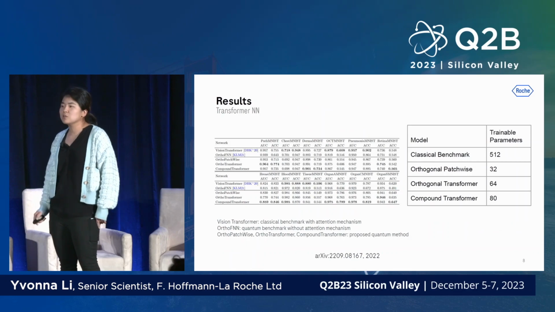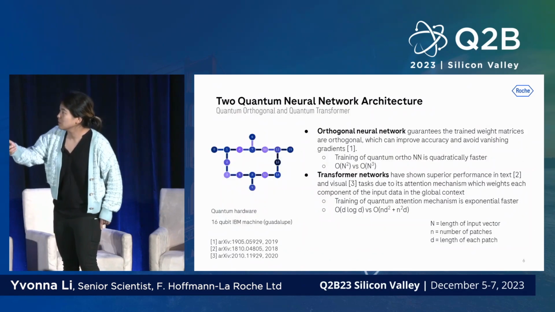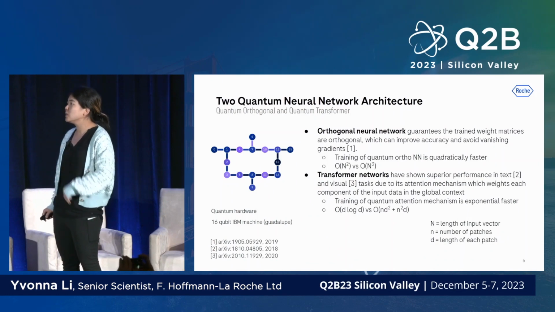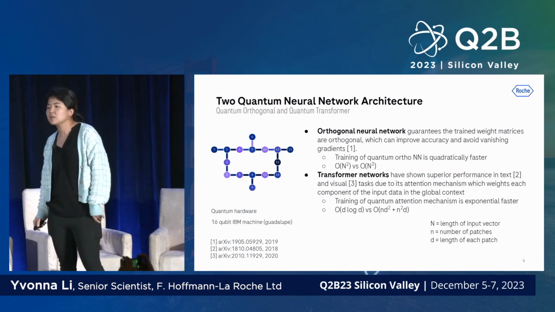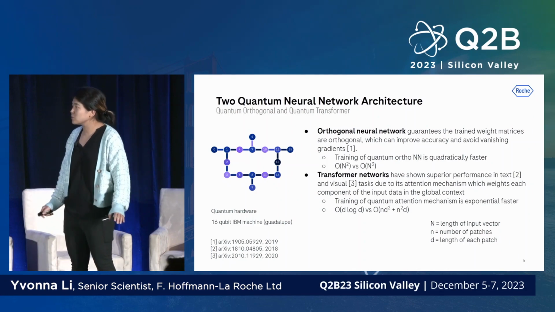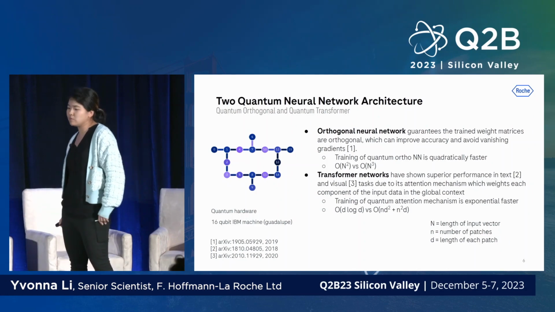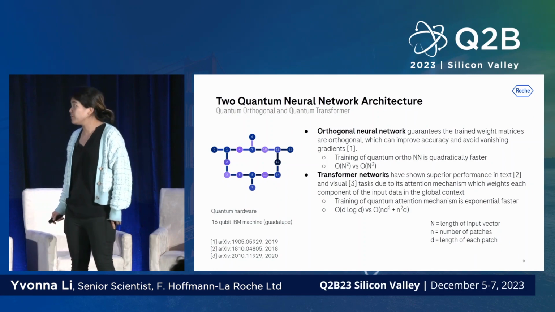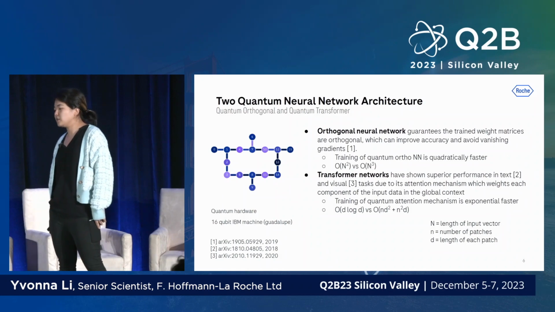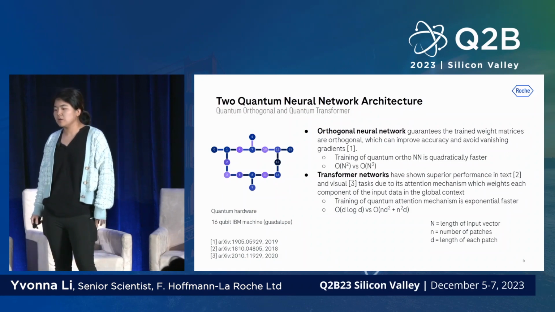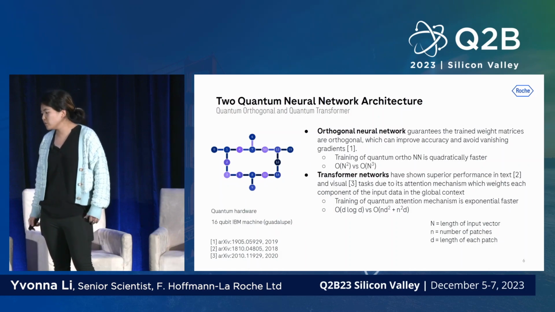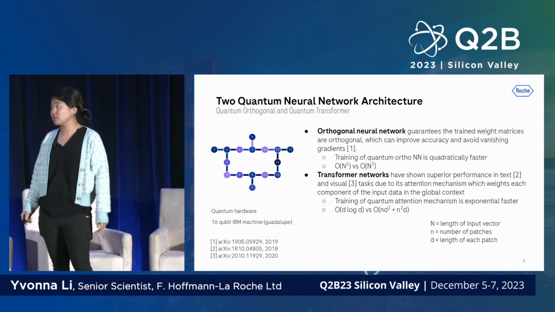And together with QCware, we embarked on the journey to find two quantum architectures that have been shown to have superior scalability. The first one is the orthogonal neural network. So this is a fully connected layer which takes advantage of the fact that we can have very efficient subroutines to calculate the inner product very efficiently without introducing too much overhead to do the data loading.